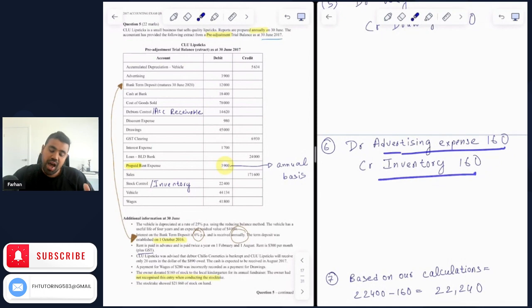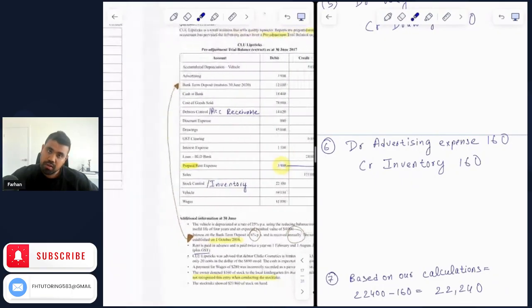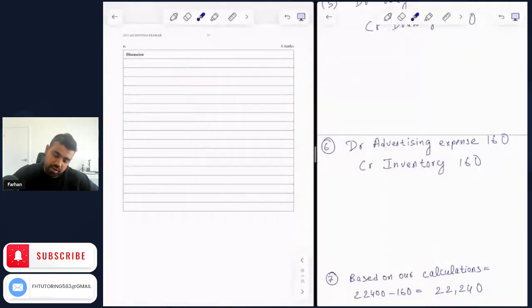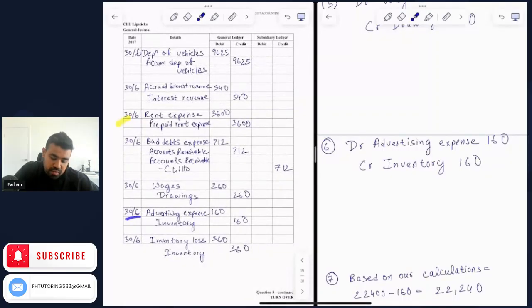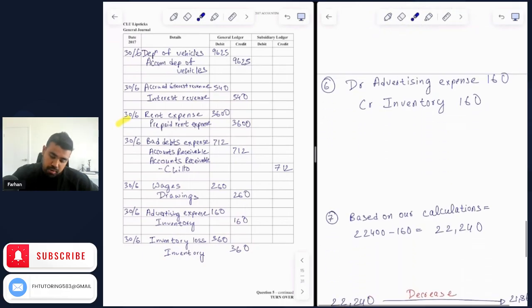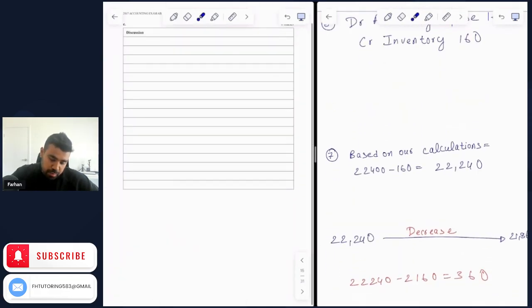And when we are debiting advertising expense by 160, we're increasing the expenses that we have in the books, which in turn will reduce your profit. And where do we record this? I believe you guessed that correctly, of course, within the general ledger. So at 30 June 2017, we debit advertising expense by 160 and we credit inventory by 160. All right. So what about the last additional information that we have?